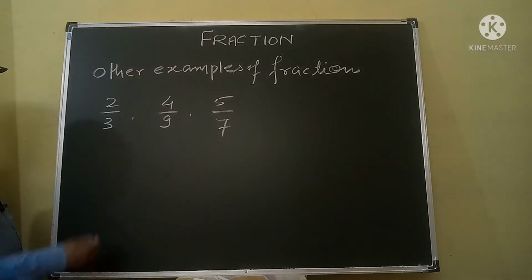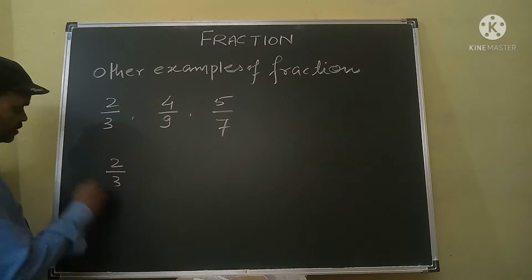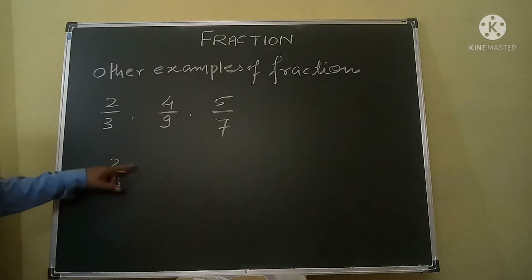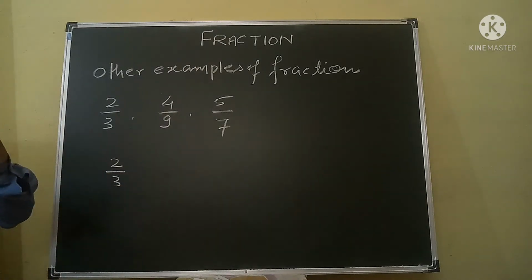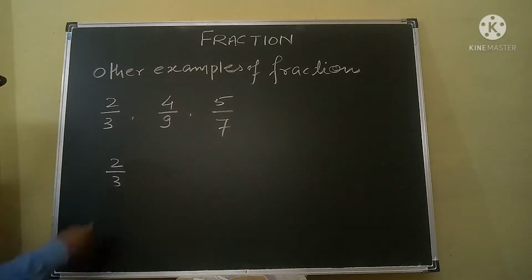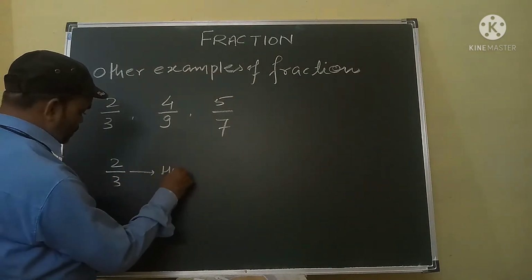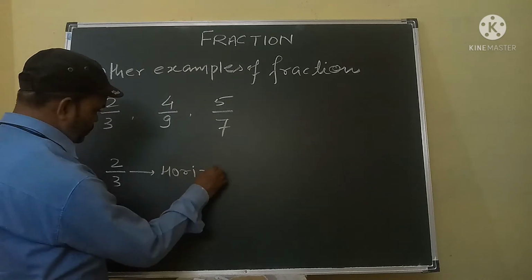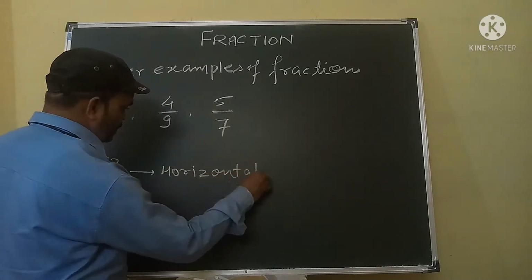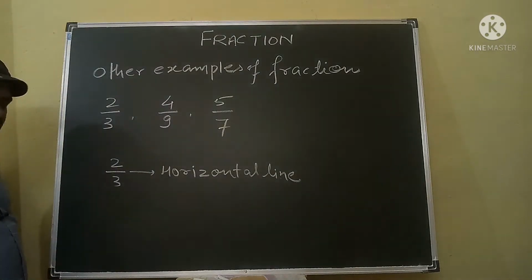My dear student, suppose this is 2 upon 3. In this fraction there are two numbers. Okay. Now look here. This is one horizontal line.